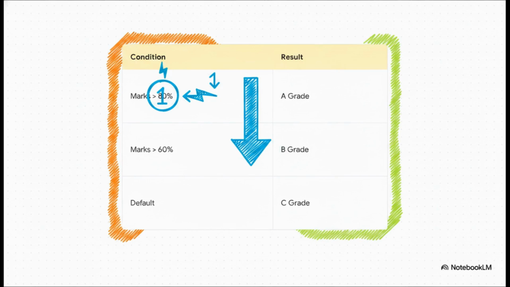Think of a classic student grading system. The program evaluates from top to bottom. If a student's marks are greater than 80%, the program prints A grade. If not, it moves down to the next rung on the ladder. Else if their marks are greater than 60%, it prints B grade. The absolutely crucial thing to remember here is the rule of one. The second the program hits the very first condition that evaluates to true, it executes that specific block of code and immediately exits the entire structure. It doesn't even bother looking at the rest.